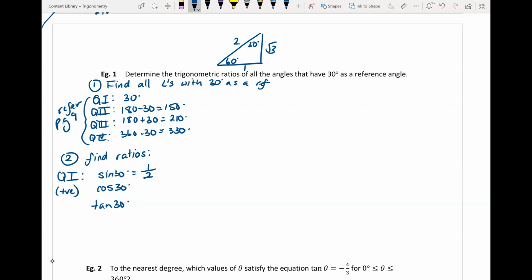Now we're going to look at cos 30, which is adjacent over hypotenuse. Our adjacent from 30 degrees is root 3. Our hypotenuse is 2. And then lastly, for tan of 30, this is opposite over adjacent. Our opposite's 1, our adjacent is root 3. So we're done, quadrant 1.